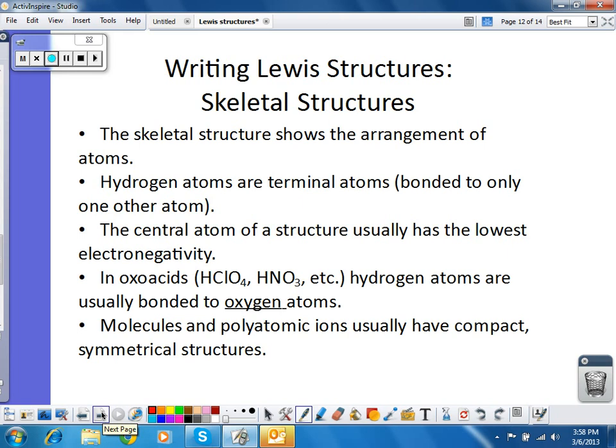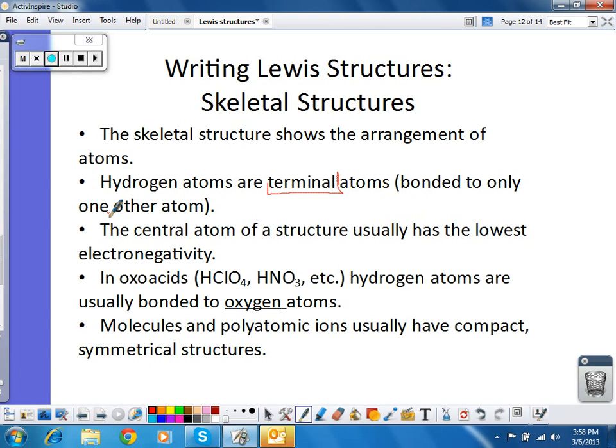When we go to draw Lewis structures for more complex molecules, and also for molecules that don't necessarily follow the octet rule, we show the skeletal structure that shows the arrangement of atoms. When we draw these skeletal structures, hydrogens are always terminal, which means they're on the outside, bonded to only one other atom. Halogens also are typically terminal. They don't have to be, but most of the time they are, because they have that one electron, so when they form a single bond, they're done bonding.